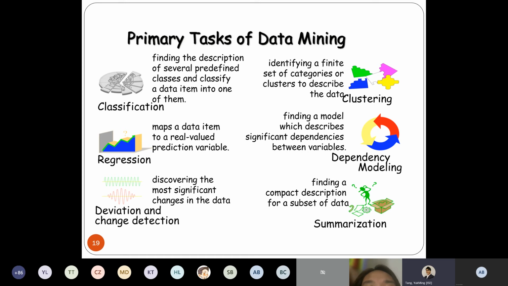And then we also have the dependency modeling. We want to find out a model of the dependence between different variables. We also have the deviation and change detection. We want to discover the most significant change in the data. Finally, we also have the summarization. We want to find out the description on different sets of data. There are many different tasks for the data mining.